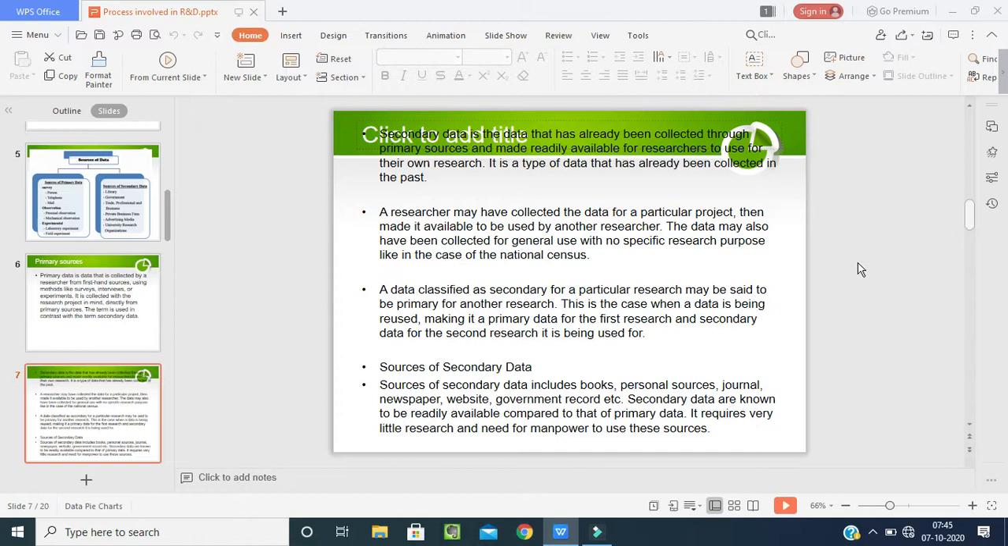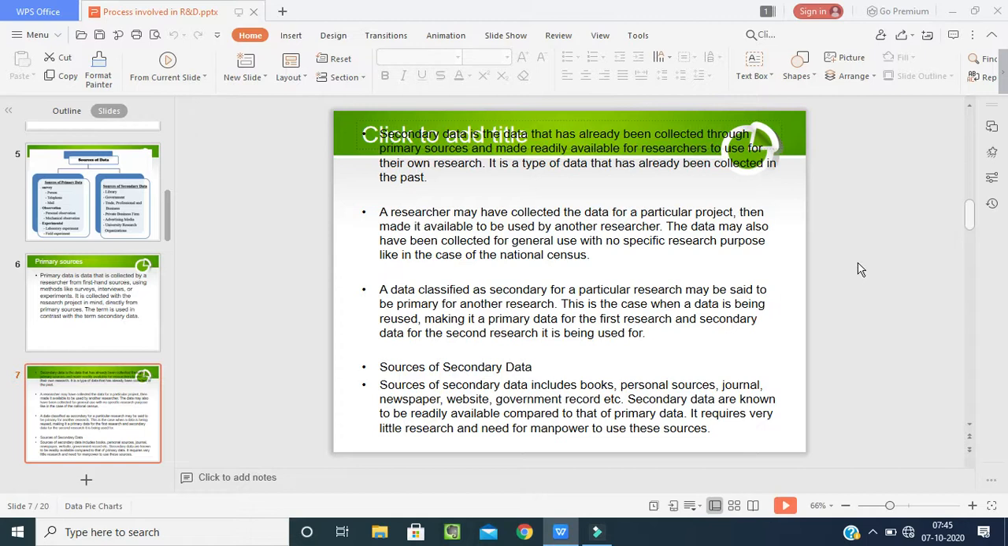What are the sources of secondary data? Here are the examples you can see on the screen. They include textbooks, notebooks, journals, personal sources, newspapers, websites, government records. Secondary data is also known to be readily available compared to primary data. It requires very little research and manpower to use this resource.